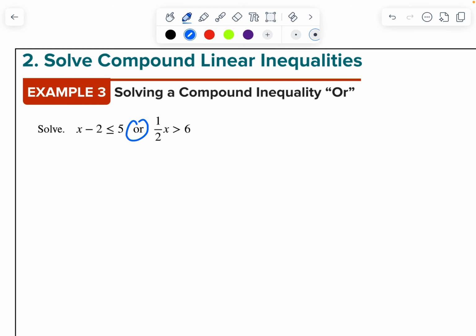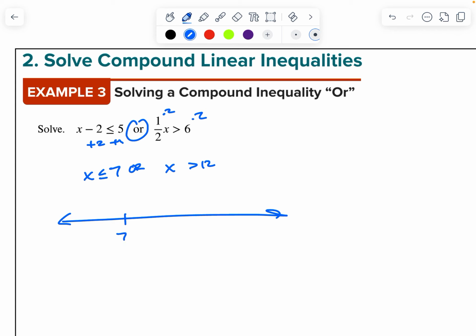All right, with an or, if either one of those things are true, if this is true or this is true, then it's going to get shaded. So the first one, to solve, we add 2. X is less than or equal to 7. The second one, we can multiply by 2. X is greater than 12. This is an or. If either are true, then we're good. So the first one, x is less than or equal to 7. That's a closed circle, shaded less than or equal to 7. The second one, 12, open circle, shaded greater than 12.